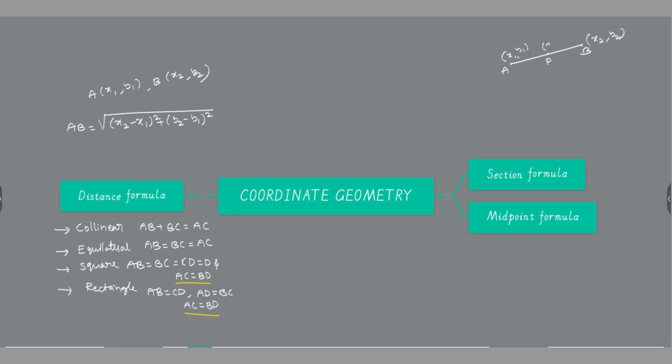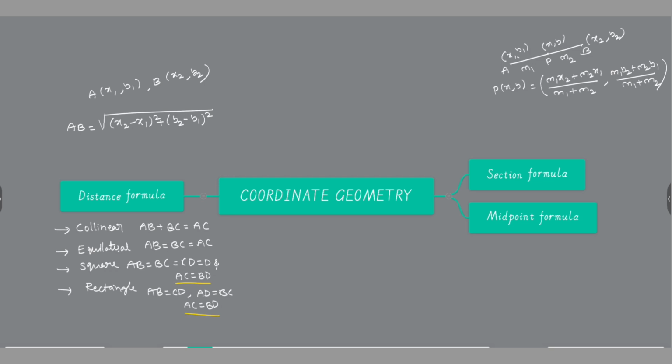Here P is some x comma y. Then P(x, y) is equal to (m1 x2 plus m2 x1) by (m1 plus m2), (m1 y2 plus m2 y1) by (m1 plus m2). Very important formula. This is called section formula. Whenever we want to find a point which is dividing the line segment joining (x1, y1) and (x2, y2) internally in the ratio m1 is to m2, we use this formula.